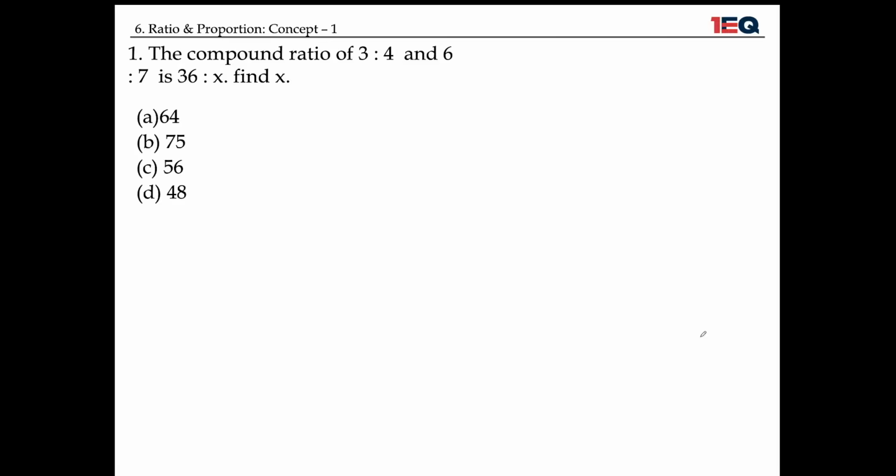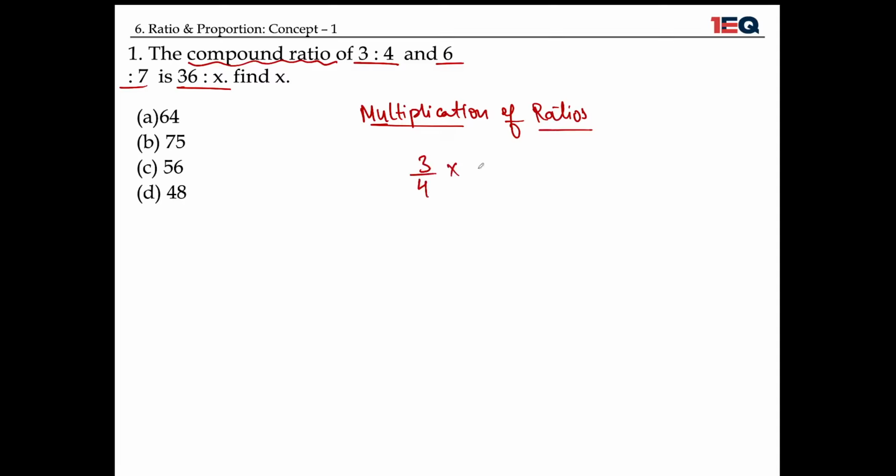Alright, moving on. The compound ratio of 3 is to 4 and 6 is to 7 is 36 is to x. When I talk about compound ratio, it means multiplication of ratios. So 3 is to 4 would be multiplied by 6 is to 7. And the value of this is equal to 36 upon x. And now I need to find out the value of x.